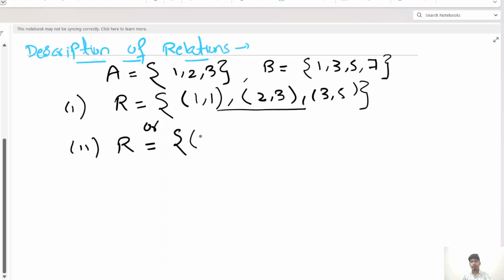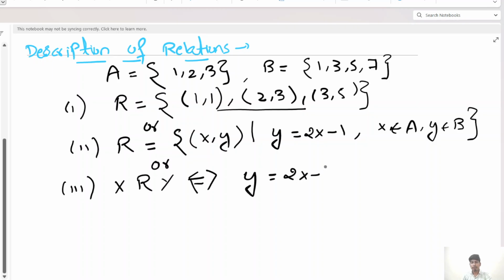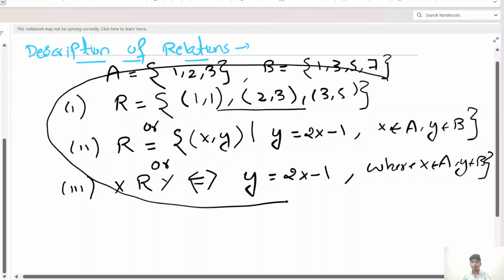The set builder form, which follows a rule: {(x, y) such that y = 2x - 1, where x belongs to A and y belongs to B}. Okay, and the third one is: x is related to y if and only if y = 2x - 1, where x belongs to A and y belongs to B. Okay, these are three ways to show a relation.